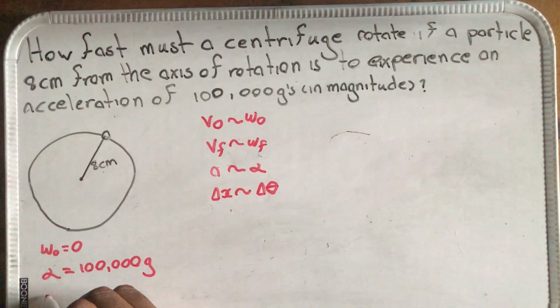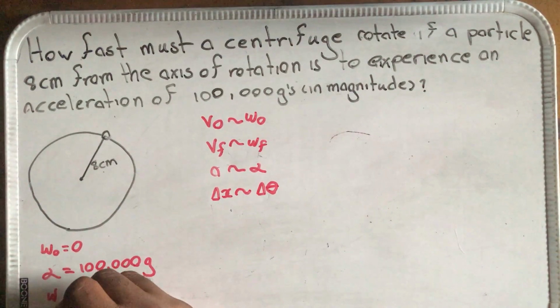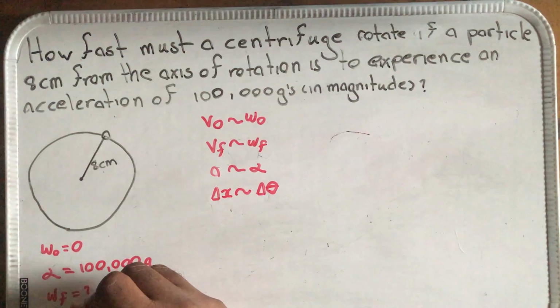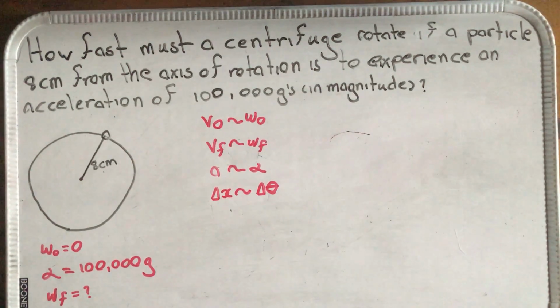Now, the second part of it, it's asking how fast it must rotate. So now we're talking about its angular velocity after a point. So our omega f, or omega final, we don't know. Ultimately, this is what they're asking us: how fast must the centrifuge rotate if a particle 8 centimeters from the axis of rotation has to experience an acceleration of 100,000 g's, starting from rest, and given that the acceleration is 100,000 g's, what must the final velocity, or what speed must the centrifuge obtain in order for this to happen?